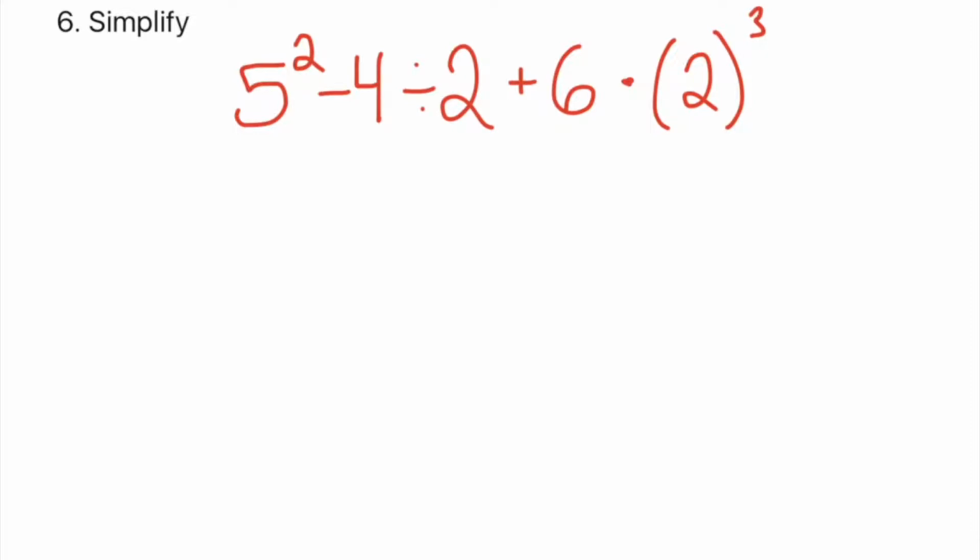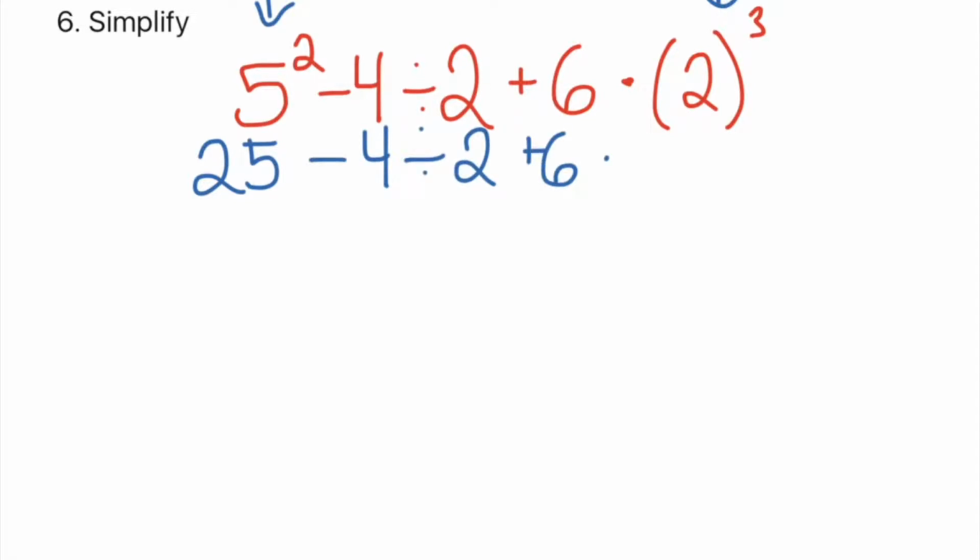So I'm going to start with exponents. So here is one right here and one right here. So I'm going to go through and simplify those and just rewrite everything else in between. So we have 25 minus 4 divided by 2 plus 6 times 8.